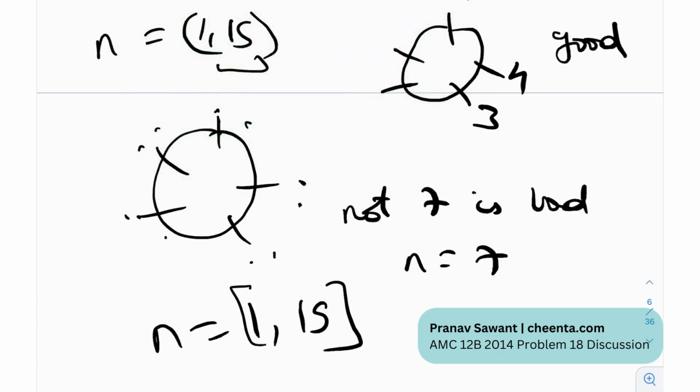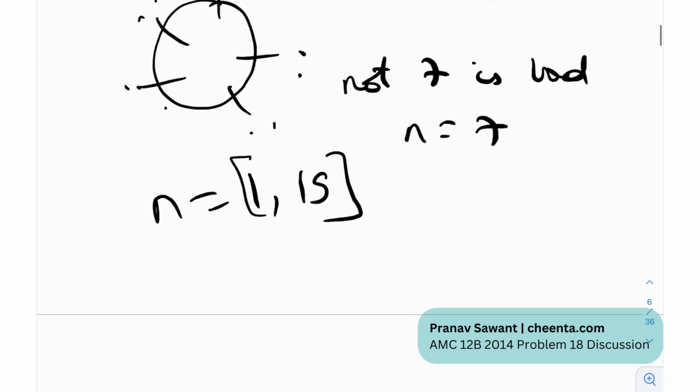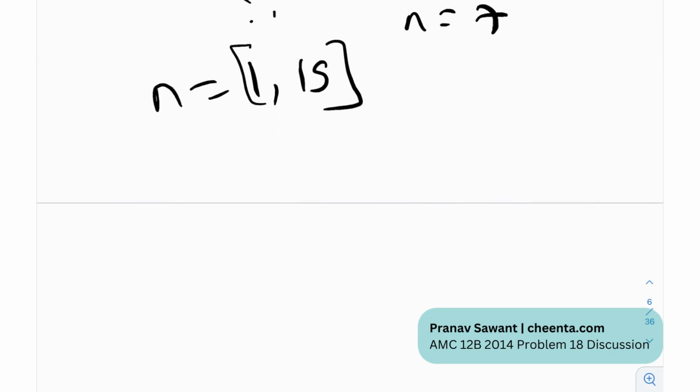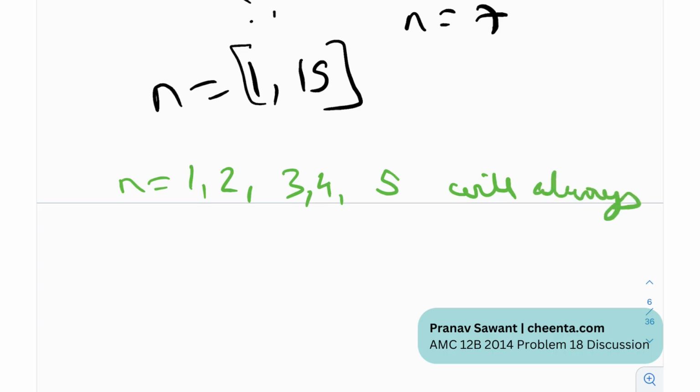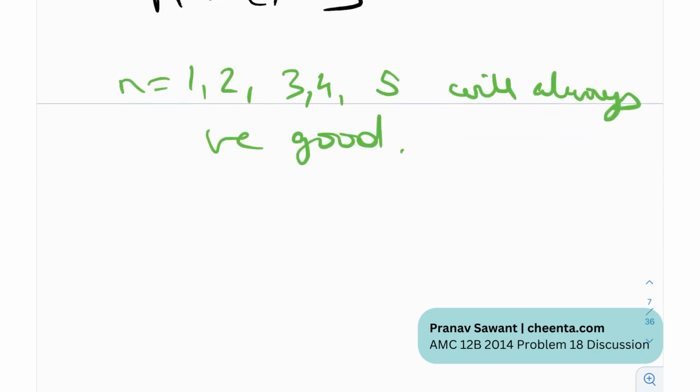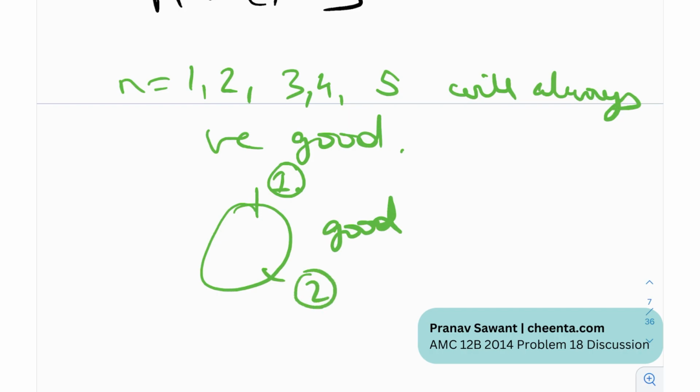So how shall we proceed with this? Well, now that we've understood the question, we can see that the numbers n equal to 1, 2, 3, 4, and 5 will always be good, right? And why is that true? Because, for example, in a circle you have 1 over here. No matter what the other 4 are, you're always going to have this 1. And what is the sum of this one? It's obviously 1, right? So the sum is 1 for an element by itself, so it is obviously good. Similarly, if you have 2 by itself, it does not matter what the arrangement of the other 4 elements is.